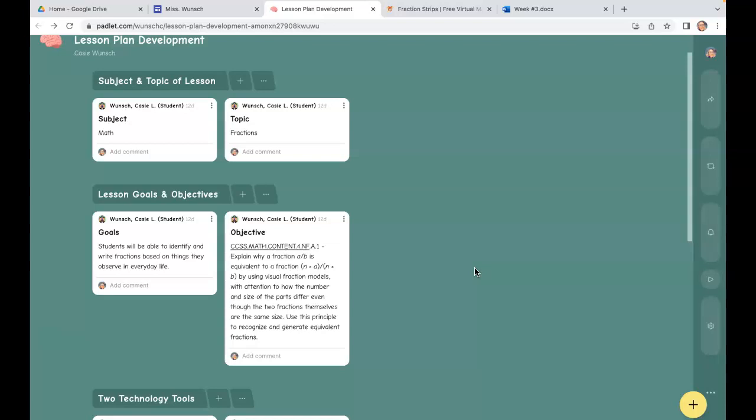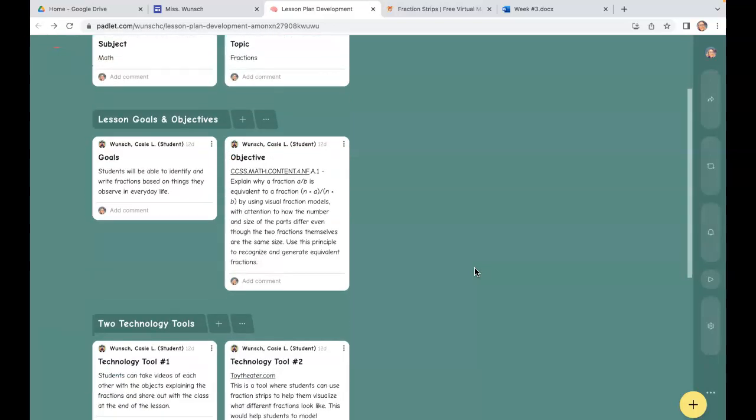The objective is to explain why a fraction is equivalent to another fraction by using visual fraction models with attention to how the number and size of the parts differ even though the two fractions themselves are the same size. Use this principle to recognize and generate equivalent fractions.